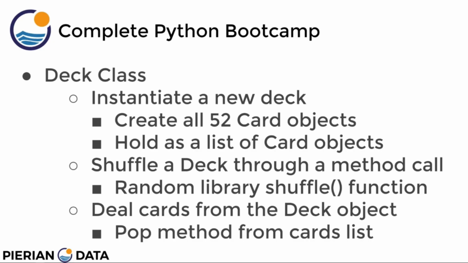Next, we want to shuffle a deck through a method call. So after creating a deck of those 52 card objects, we want to be able to simply shuffle the deck to make sure they're in a random order. And we can do this with the random library's shuffle function. And finally, we want to make sure we can deal cards from this deck object. So we know that the deck class is essentially holding 52 card objects at the beginning, and then if we want to deal cards from this deck object, we'll simply use the pop method to grab from essentially the top or bottom of the deck.